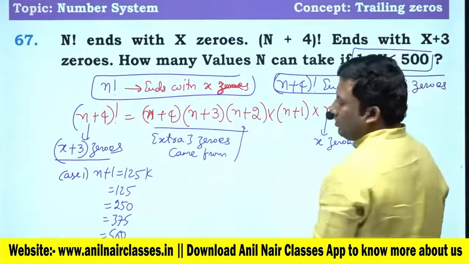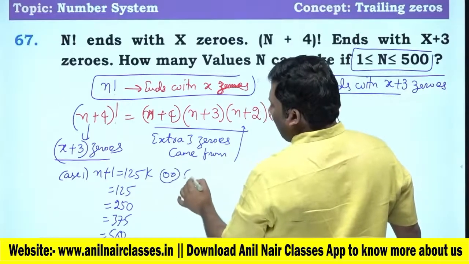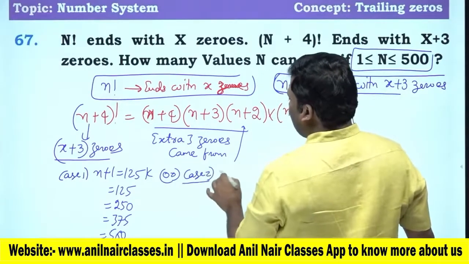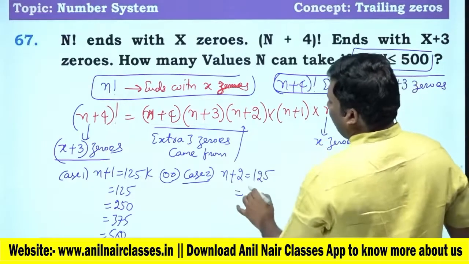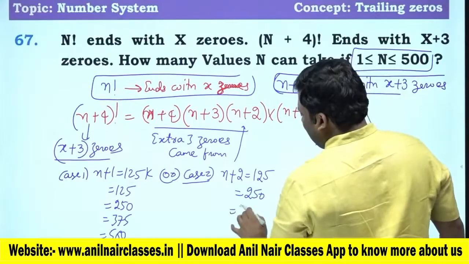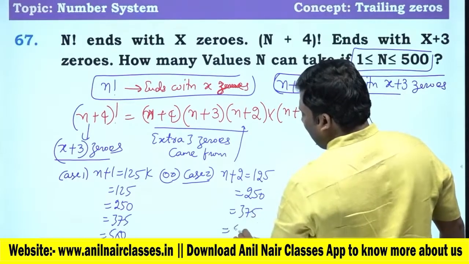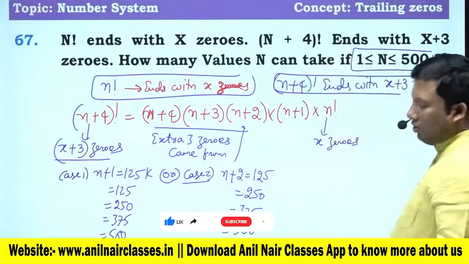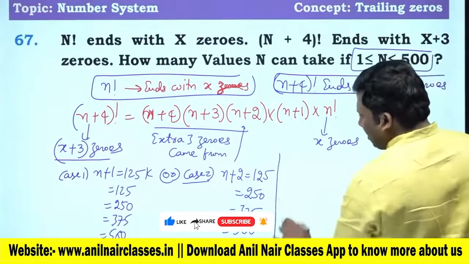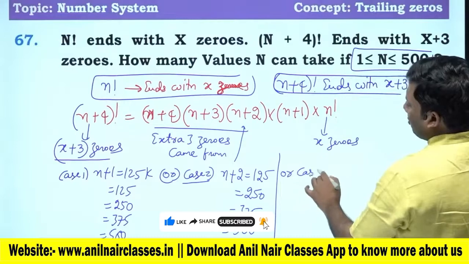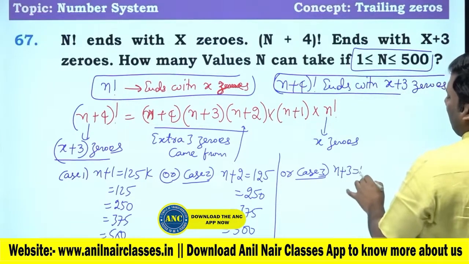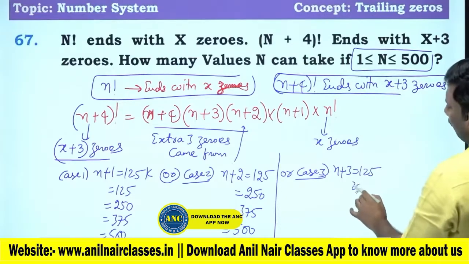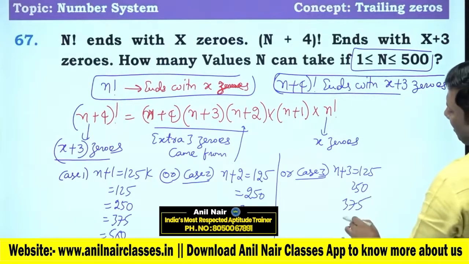Possible. Case 1. Or the 3 zeros can come because of n plus 2 also. It can be 125, it can be 250, it can be 375, it can be 500. Yes or no? N value can be 498. Or the 3 zeros can come from any one out of the 4 options. N plus 3 can be 125, 250, 375, 500.